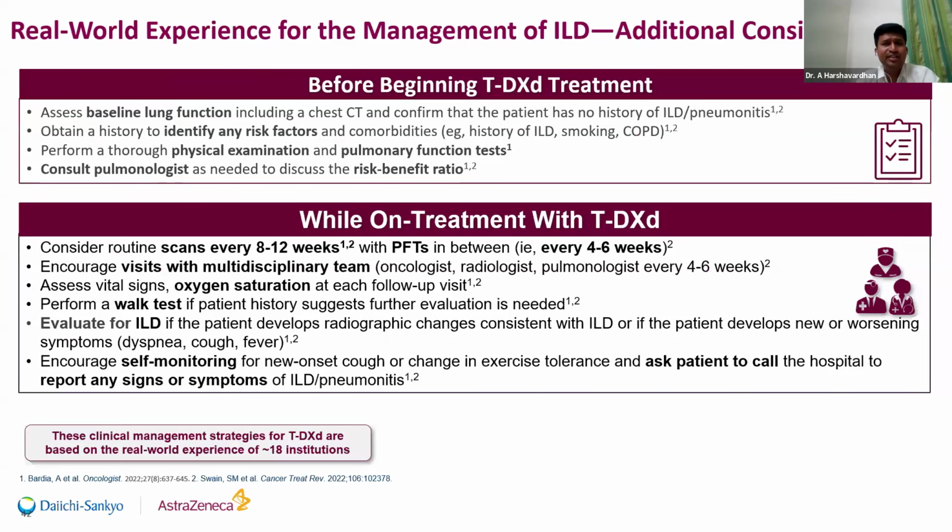So before starting the T-Dxd treatment, we should check the baseline lung function, identify any risk factors and comorbidities, which can be a history of ILD, smoking, or COPD, and perform a thorough physical examination and pulmonary function test. We should consult pulmonologists as needed to discuss the risk-benefit ratio.